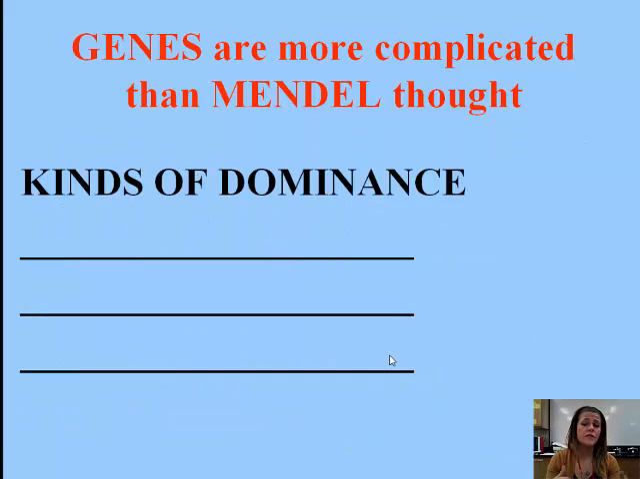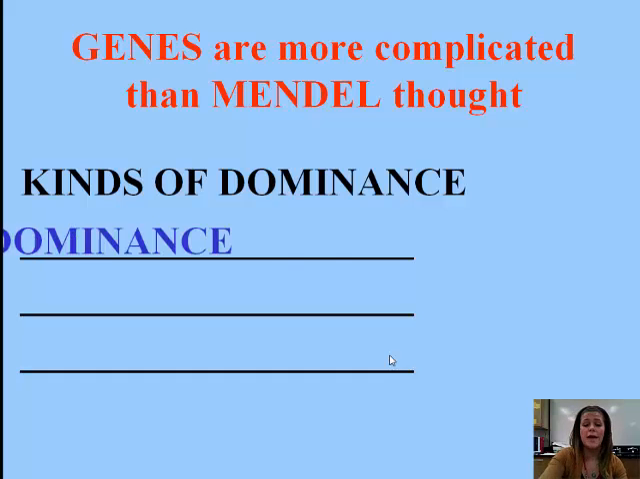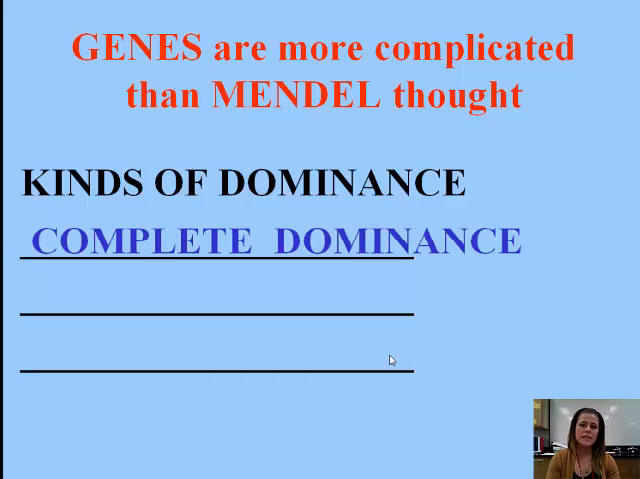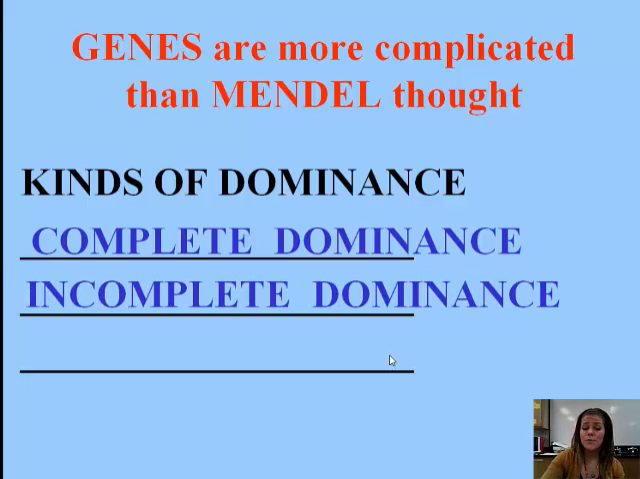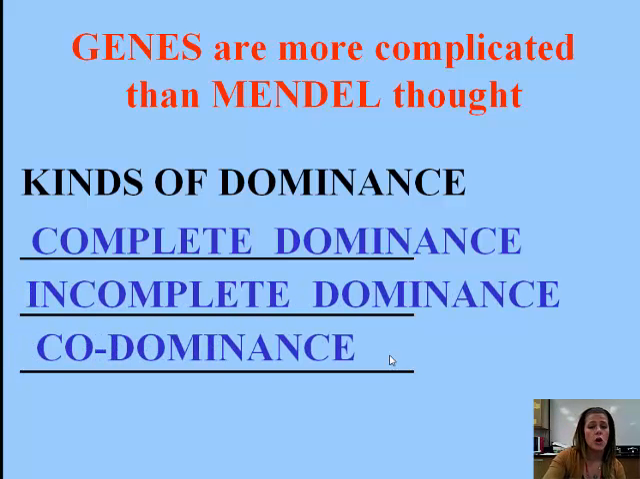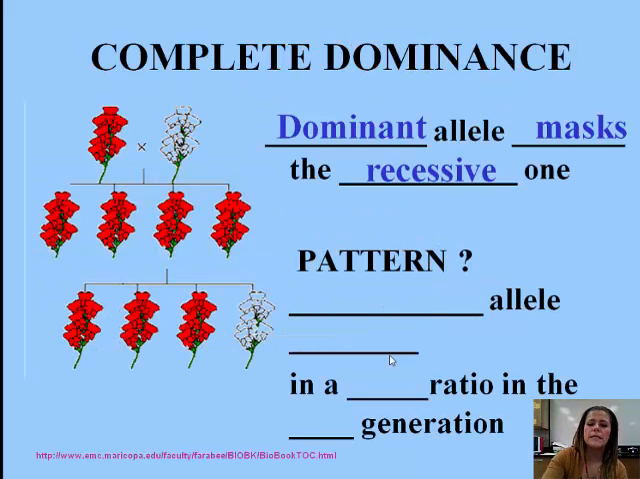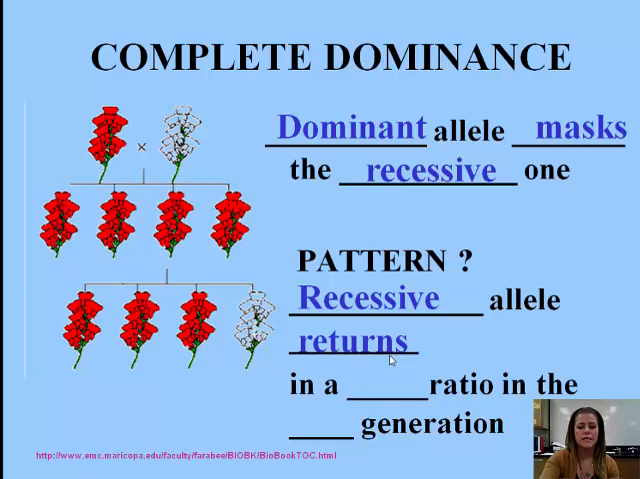So there's also different kinds of dominance. We have complete dominance, and that's when basically dominant always masks the recessive. We have incomplete dominance, and we also have codominance. So in complete dominance, the dominant allele masks the recessive. The pattern is the recessive allele returns in the, hopefully you'll say, F2 generation in a 3-to-1 ratio.